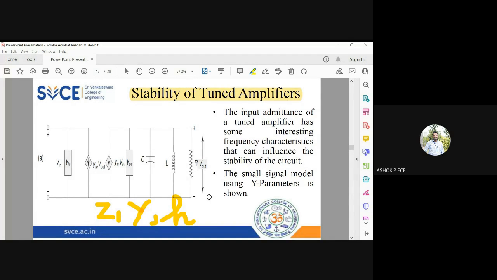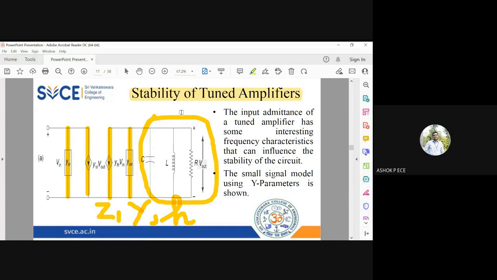So we all model that way, but to understand the stability characteristics of your amplifier, we are going to go for the Y parameter model, or it is called the admittance model. So in admittance, you can see everything is going to be parallel. You will have an input admittance, YIE, parallel to the current source, YRE into V out. And on the output side, you have the current source YFE into V in, parallel to YOE. YOE is the output admittance. And then your tank circuit, RLC parallel, and you take the output from the tank circuit.